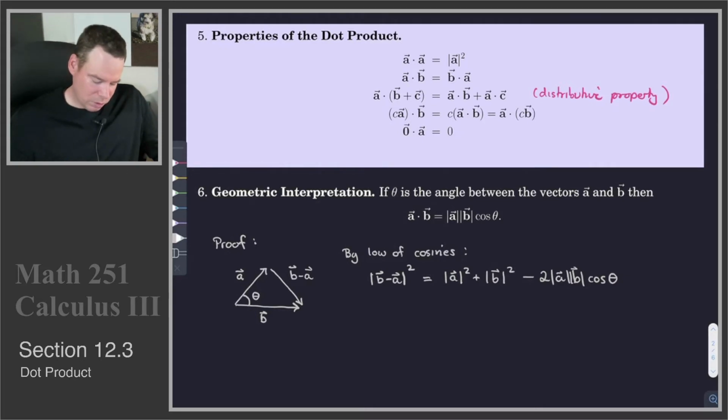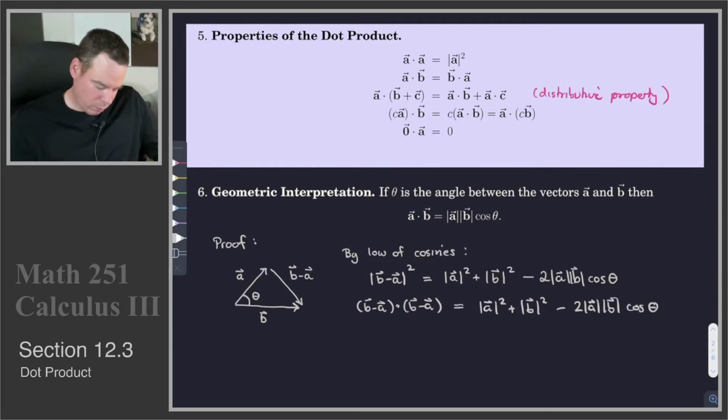And that gives us a relationship between the lengths of the sides of this triangle and this one angle theta. So now let's unpack this. We're going to use the properties above to relate the dot product to the lengths. So I've got the length of b minus a all squared. Well, that's just b minus a dotted with itself. So b minus a dot b minus a. And then I've got the length of a squared plus the length of b squared minus 2 times the length of a, length of b, cosine of theta.